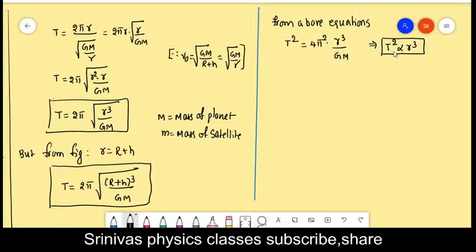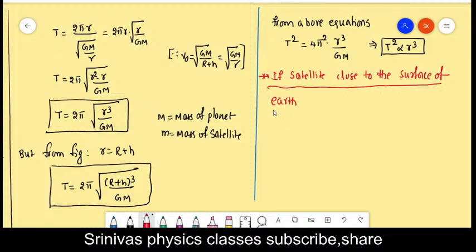This is just like a proof of Kepler's third law, the law of periods, right? Okay, and this we can also write like this. And next one case I will explain, that is, if the satellite is close to the surface of Earth. If the satellite is close to the surface of Earth, then what is its time period?